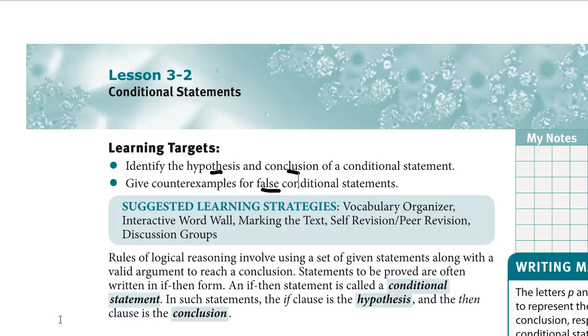Rules of logical reasoning involve using a set of given statements along with a valid argument to reach a conclusion. Statements that are to be proved are often written in if-then form, meaning that these sentences begin with the word if, and then in the middle of the sentence there's the word then. An if-then statement is called a conditional statement.